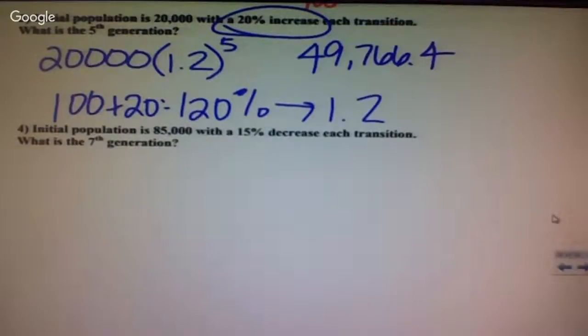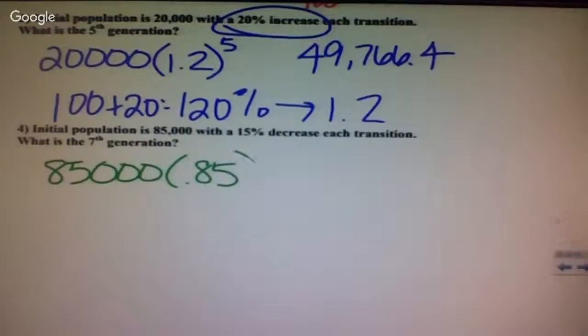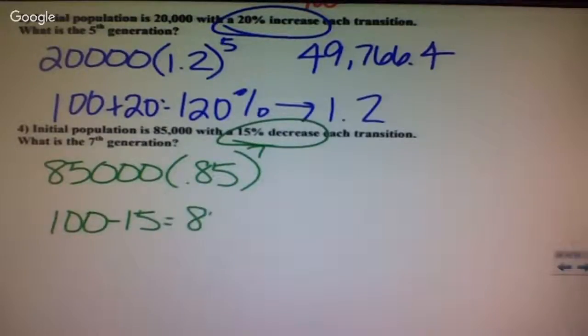And finally, number 4. 85,000 times 0.85 to the 7th power. Again, we're decreasing. So that means I'm 15% less than 100, which means I'm only at 85%, which is 0.85.